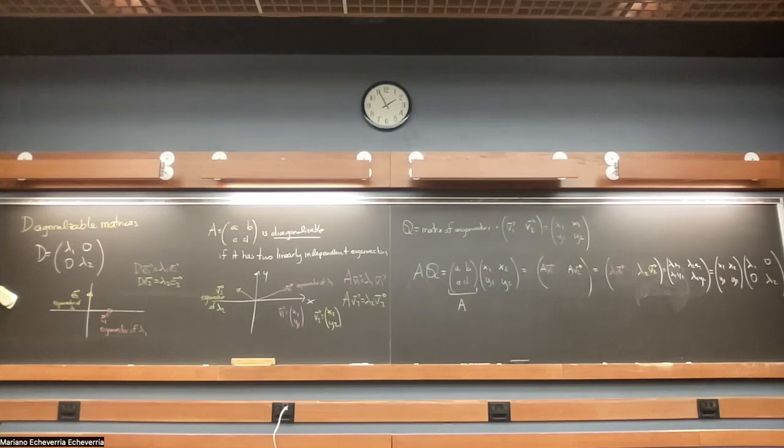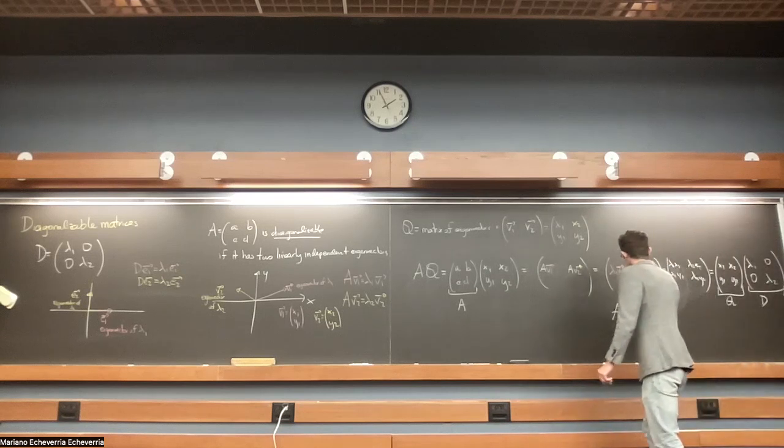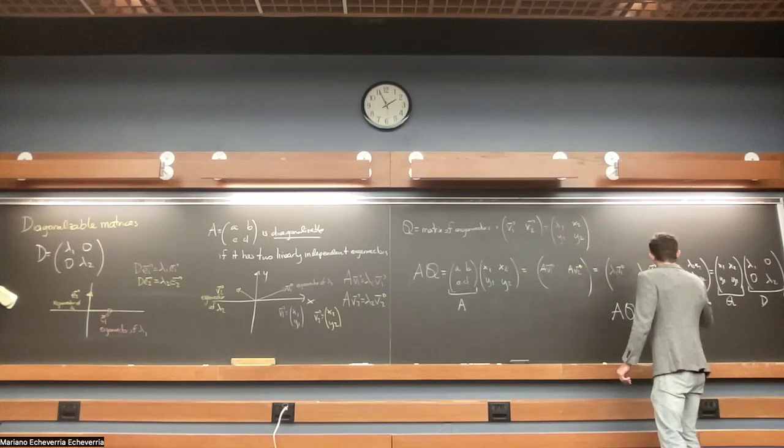Okay. Right, because when you do this product, you get x1 lambda 1, and then you get x2 lambda 2. It's not too bad to verify. So this was the matrix that I'm calling Q, and this is a diagonal matrix, right? So what we're getting at is that AQ equals QD.